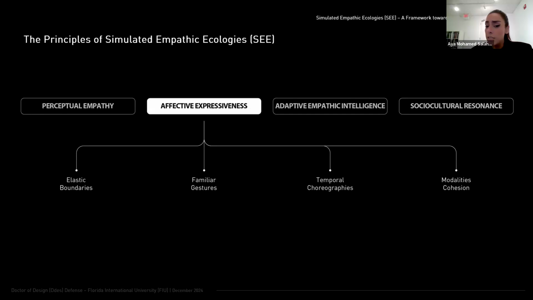And finally, the modalities cohesion, which is the unity of these expressive modalities, whether it's kinetic or in terms of light or in terms of change of temperature or whatever it may be, having some sort of cohesion where the expressiveness is not fragmented, and again, not a source of confusion or frustration to the occupant.